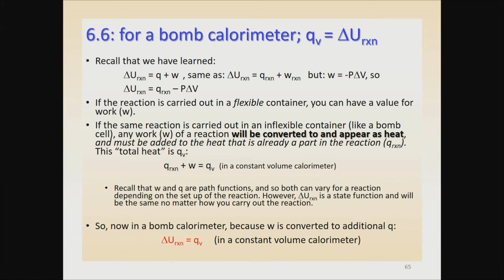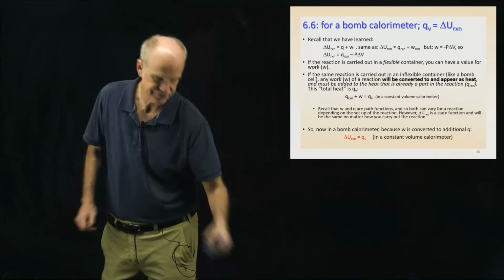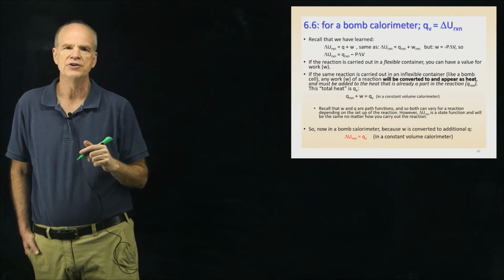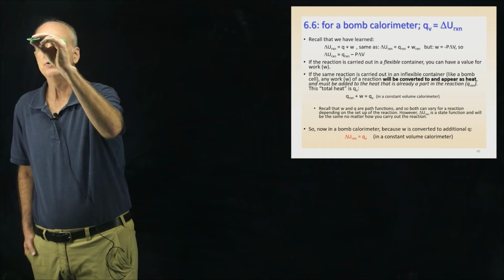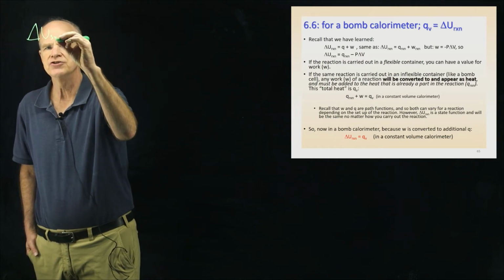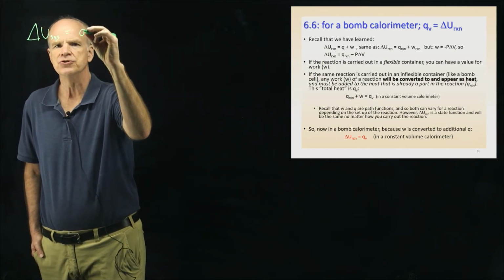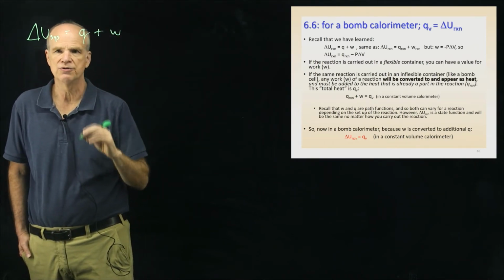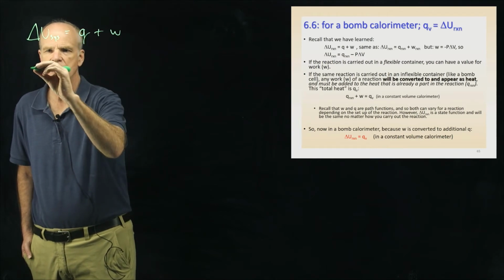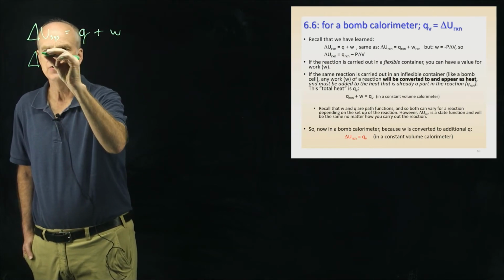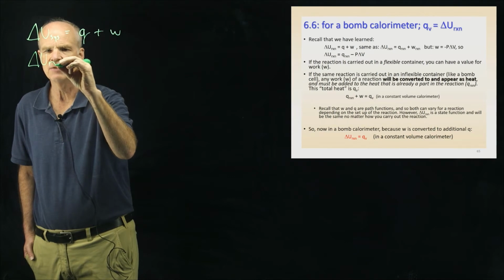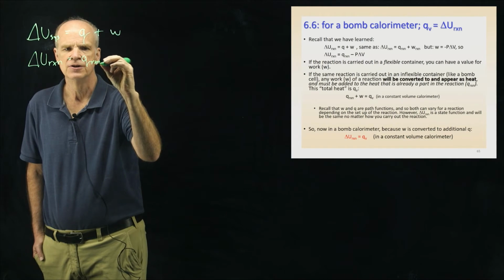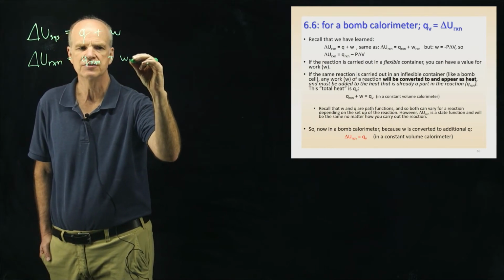So I want to go over here to the glass board and explain that. One of the things you learned about previously is that the change of internal energy of the system is going to be equal to the heat plus the work. Here the system is the chemical reaction that's in the bomb cell. And so I can say the change of internal energy of the chemical reaction is going to be equal to the heat of the reaction plus the work of the reaction.